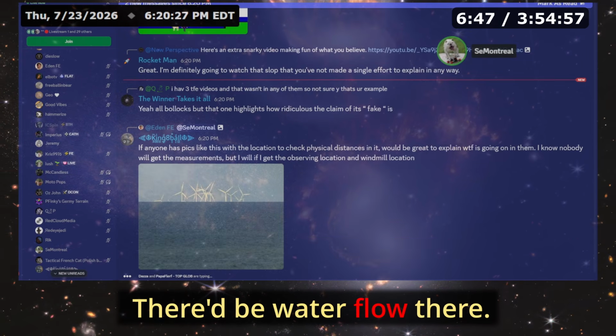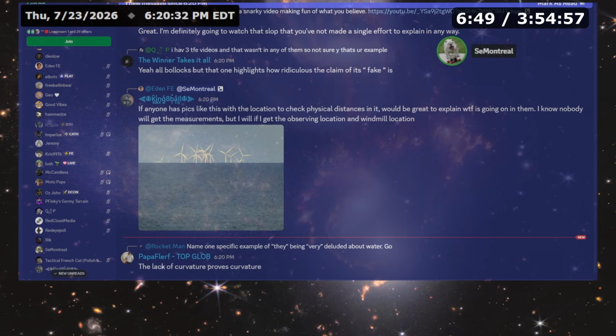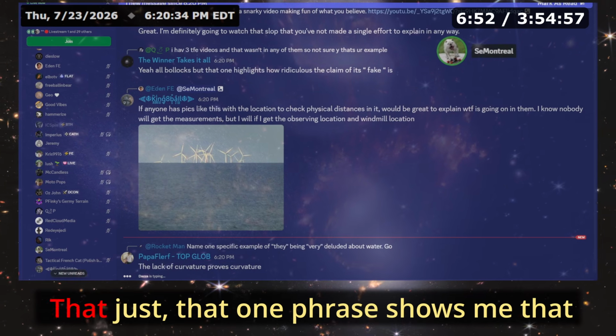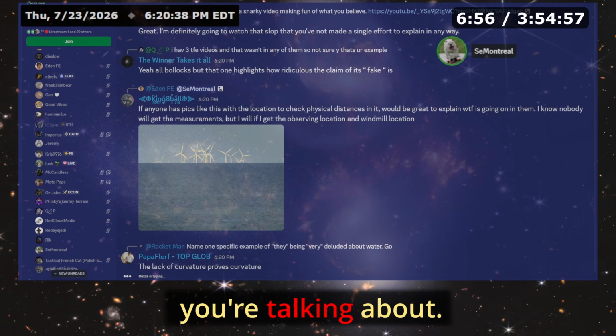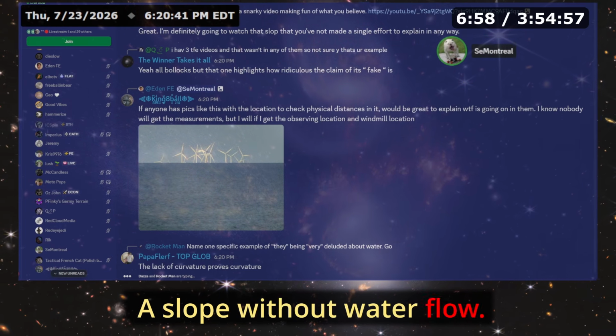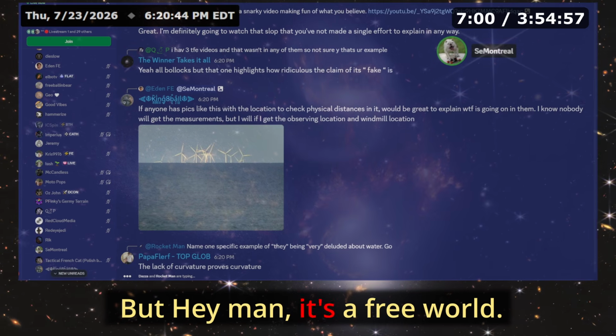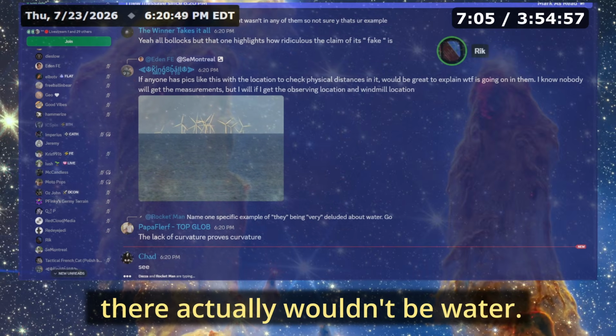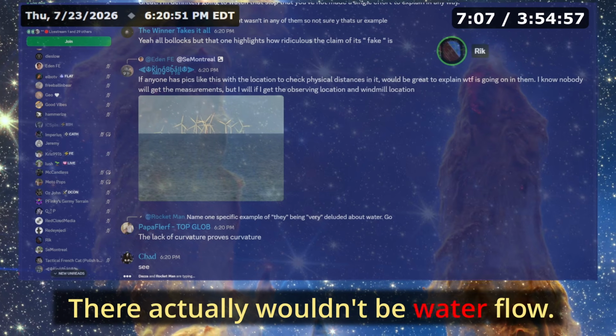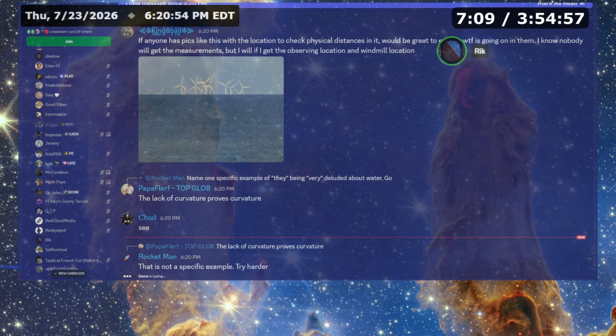Would there be water flow there in that slope? No. This is it, man. That one phrase shows me that you have no clue what you're talking about. A slope without water flow. Unbelievable. But hey, man, it's a free world. Yeah. Well, actually, there wouldn't be water flow, even if it was flat with that amount of slope.